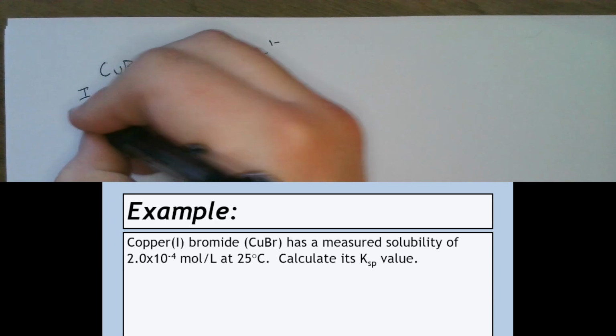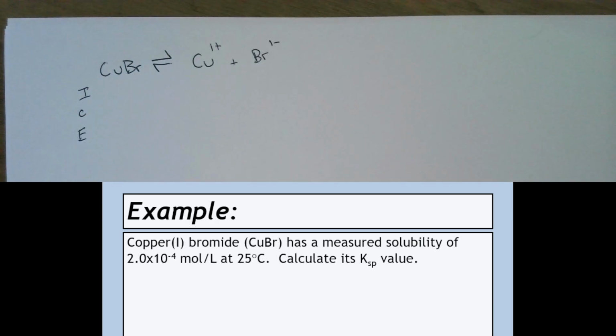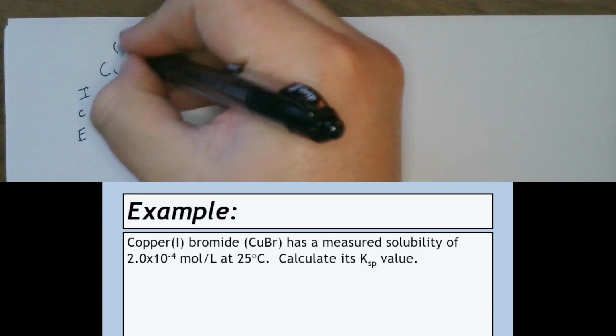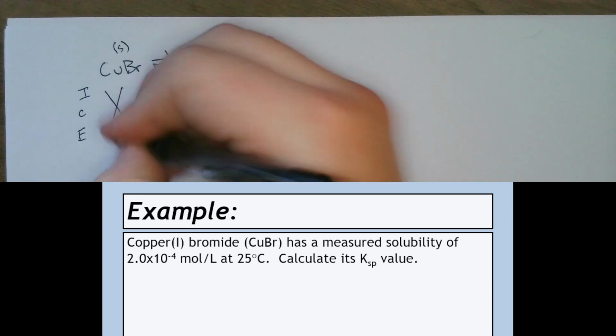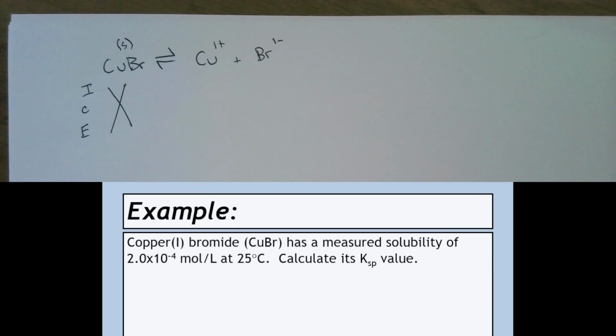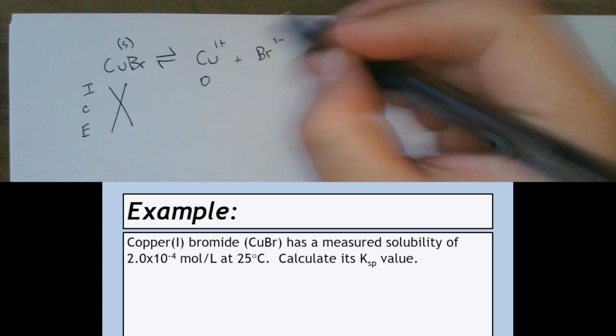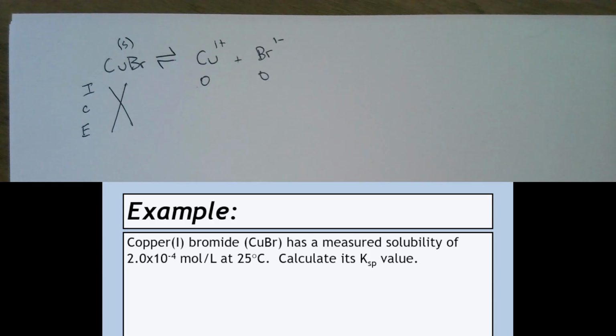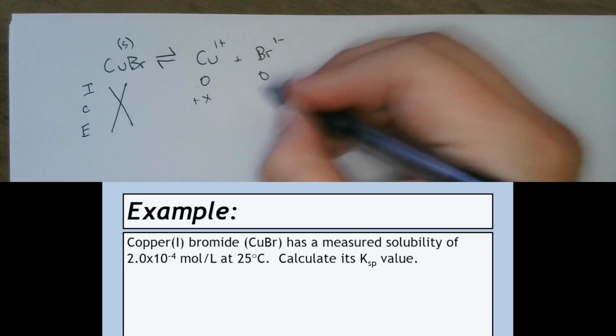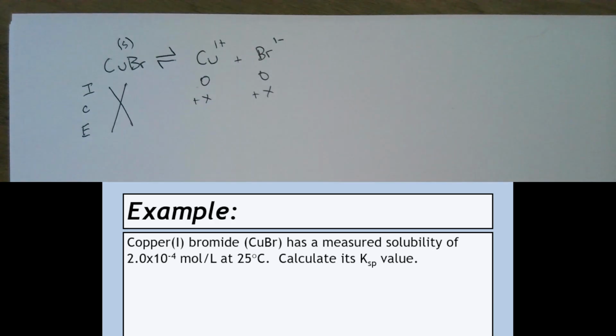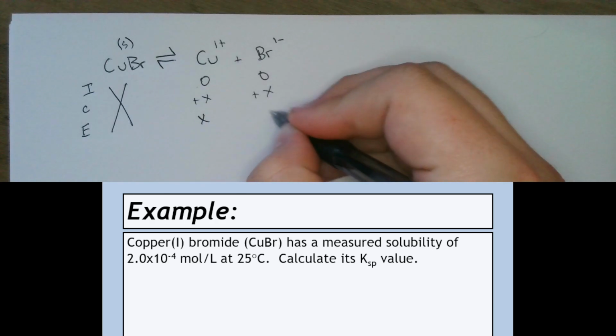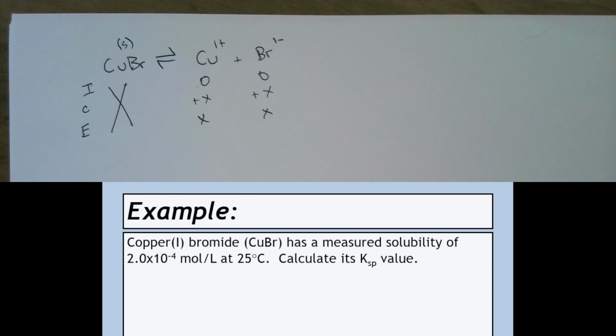I'm going to set up a little ice table. But for all Ksp problems, remember this is a solid, so I don't care about it at all. We are only looking at the products. Before it dissolves, I have none of this to start with. As it dissolves, I'm going to get plus x to both of these, and I'll be left with x at equilibrium of both of these. So that's kind of what's going on in this reaction.